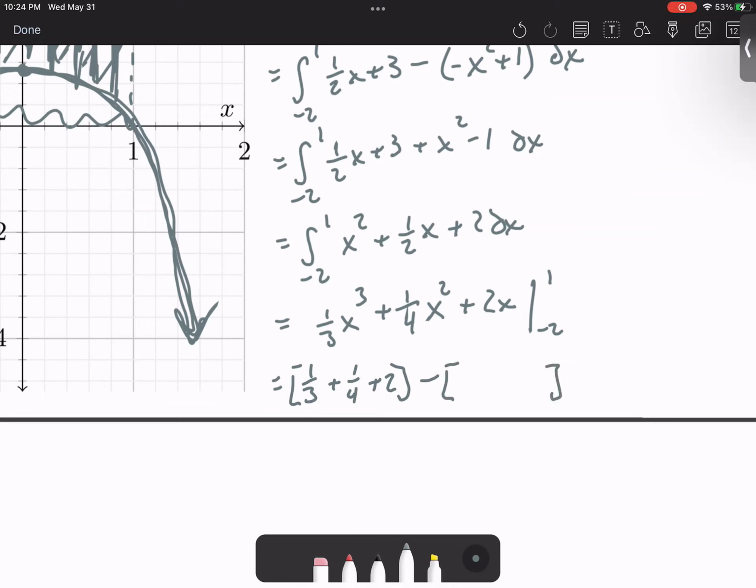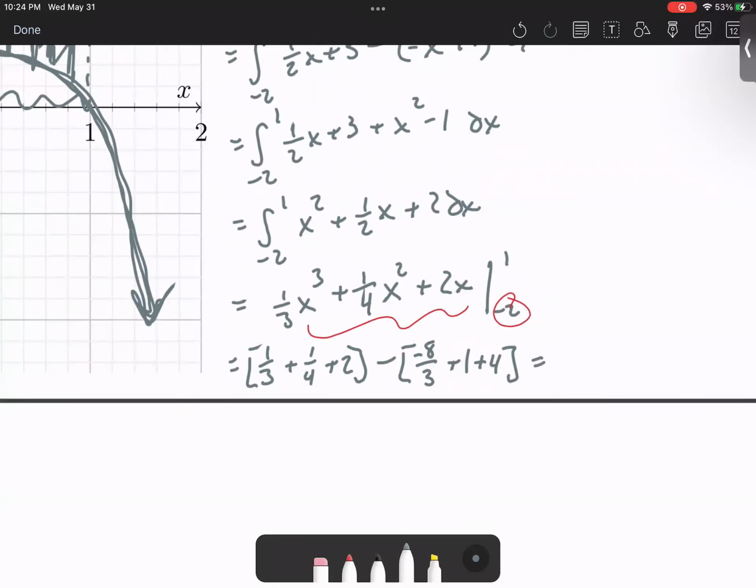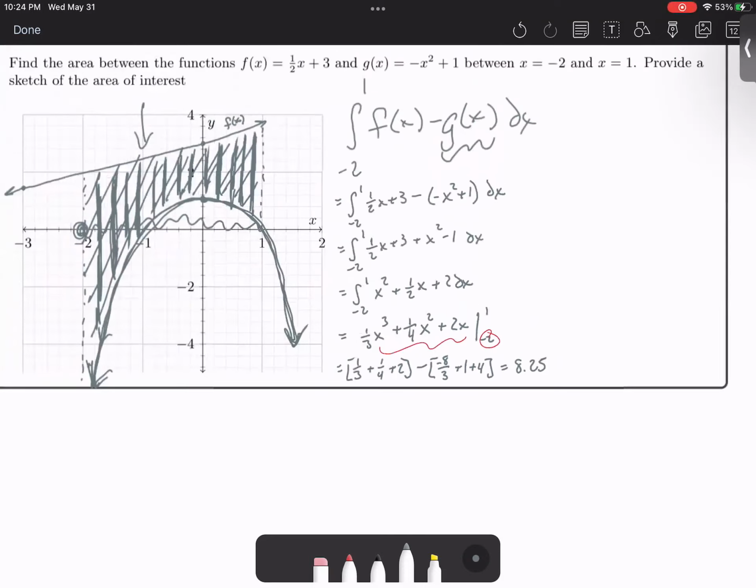And if you plug a -2 into this, you get a -8/3 plus a, what, 2 squared is 4, but 4 over 4 is 1. So you get something like that. And when the algebra clears the room, you get 8.25. So that's how much area is between those two curves.